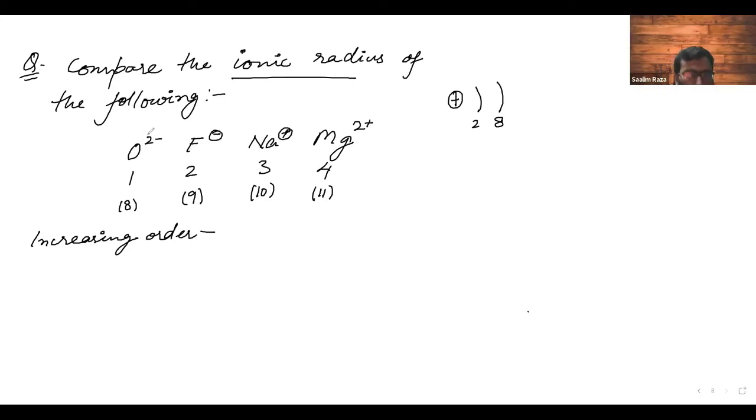O2 negative: oxygen has 8 electrons. If we have added 2 electrons, hence 2 negative, that is 10 electrons. Fluorine has 9. We have added 1 electron, hence 10 electrons. Sodium has 11. We have removed 1 electron, hence 10 electrons. Magnesium has 12. We have removed 2 electrons, hence 2 positive charge and 10 electrons. Am I right?